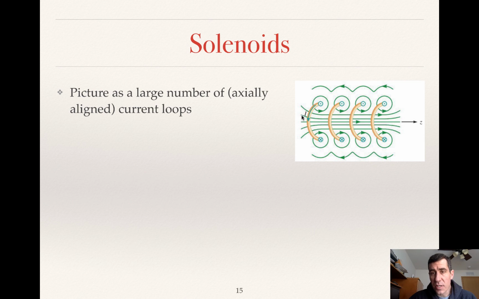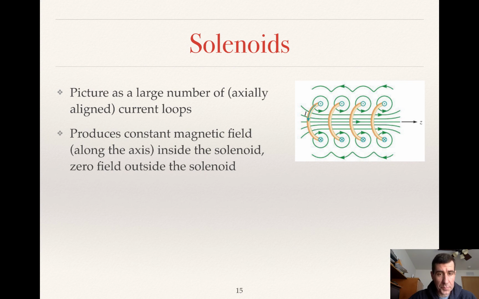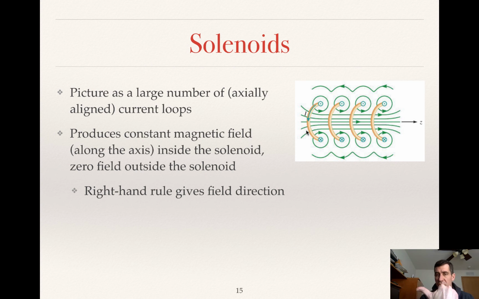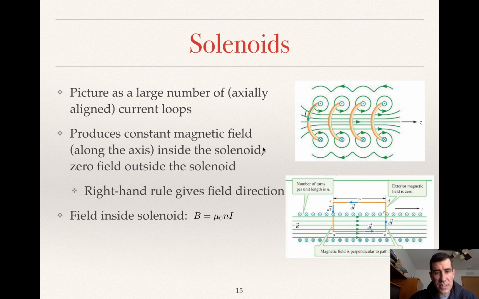Now the nice thing about a solenoid is that the field inside the solenoid is very nearly uniform, so it's straight along the axis and uniform. The field outside the solenoid is typically quite small. So the right-hand rule gives the field direction. If you wrap your fingers in the direction of the current, your thumb points in the direction of the magnetic field.